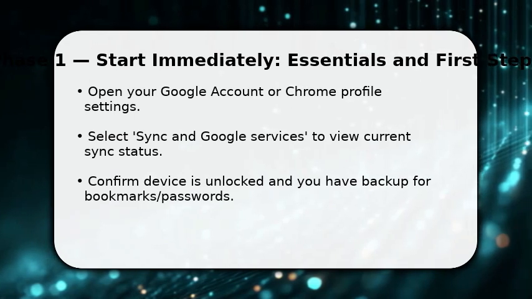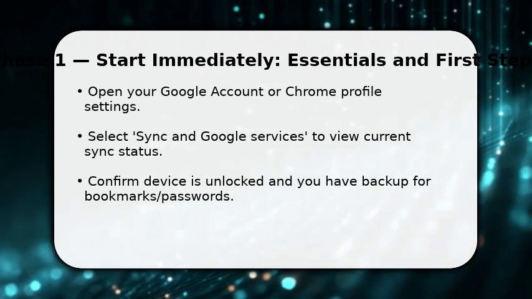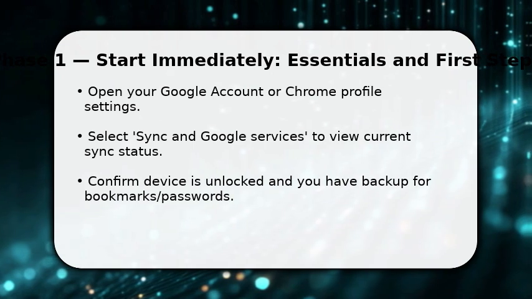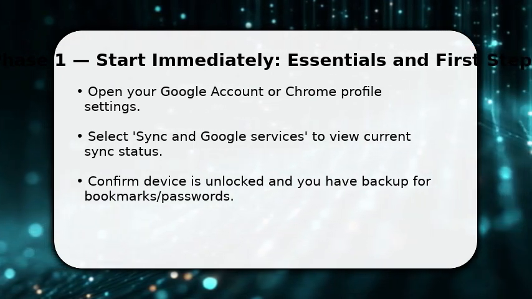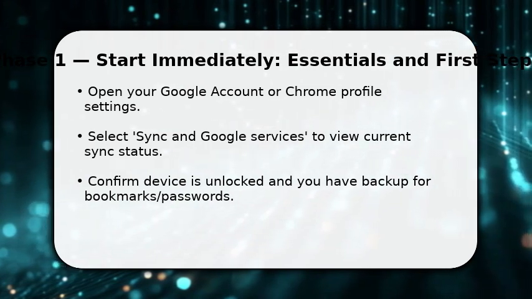Enjoy the video. You begin by opening your Google account or Chrome profile settings. This gives direct access to sync controls. Once there, tap or click Sync and Google Services to see what's currently syncing and which device is active.